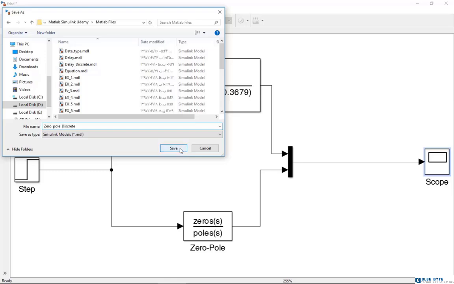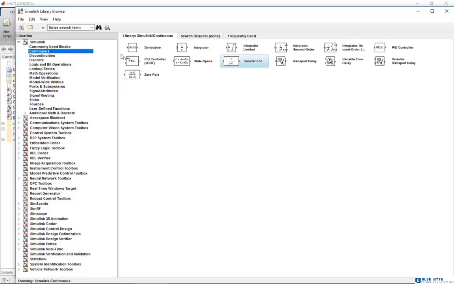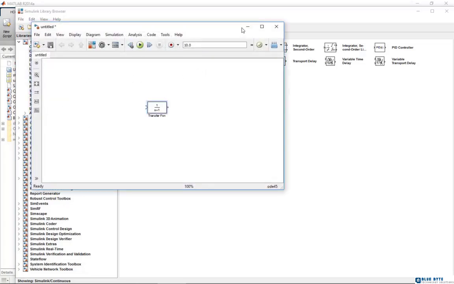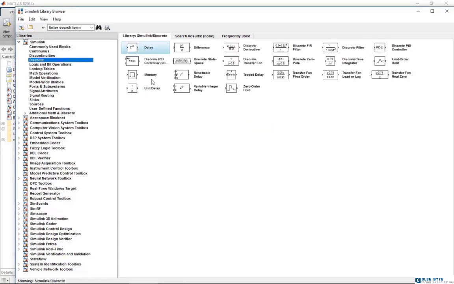Now I'm going to talk about hybrid systems. Simulink can combine the different times of sampling. It can use both discrete and continuous blocks in simulation. Let's give an example. I use both transfer functions of discrete and continuous. Also a scope for showing the output.